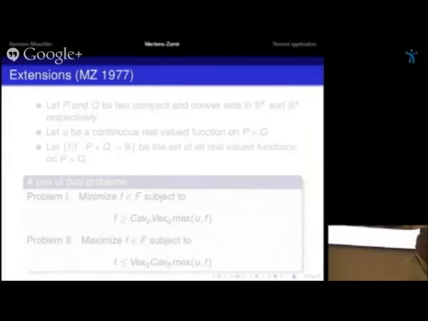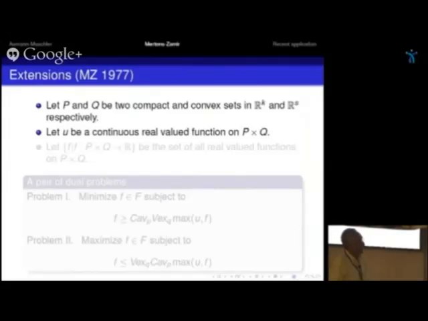Later on, we went a bit further. We were asked by several people, this looks more like a mathematical programming thing. Game theory led to this, but we can think of it in a more abstract way, detached from the game theory. So let us take P and Q to be compact and convex sets in Rk. So these are not necessarily simplices, respectively. U is a continuous real valued function on P cross Q.